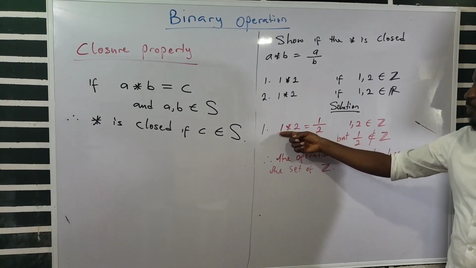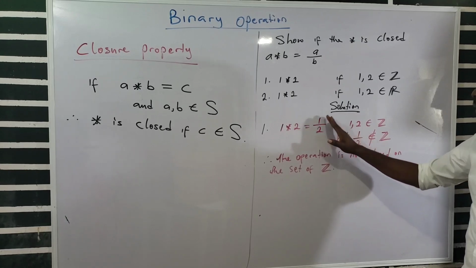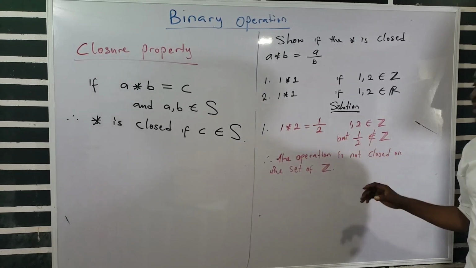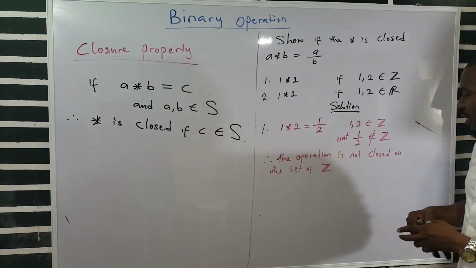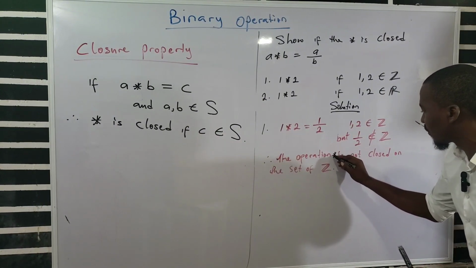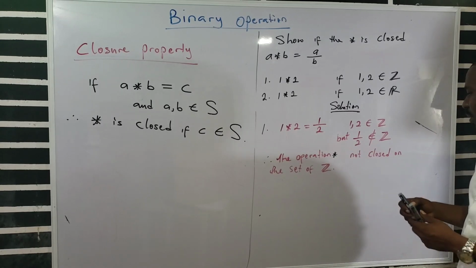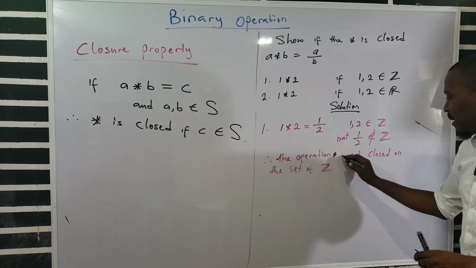I carry out my rule of combination. It gave me a third element, which is 1 over 2. And 1 over 2 is not an integer. Therefore, the operation is not closed. The operation is not closed on the set of what? The integers.